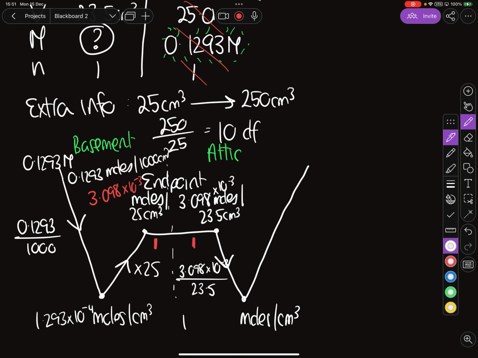So when I do that, I'm getting 1.318 by 10 to the minus 4 moles in a centimetre cubed. Our last step going up is to get us to that big M value. And when we go up, it's a multiplication. So I'm going from centimetres cubed to 1,000 centimetres cubed. So I'm going to multiply that answer by 1,000. And I'm now at 1.318 big M.